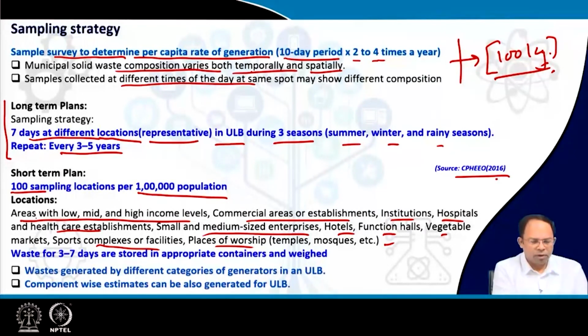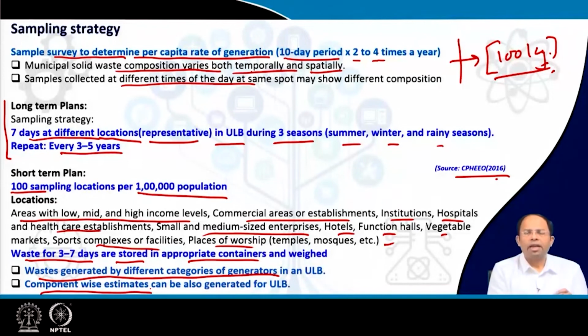So in this particular case, for short-term plans and 100 sampling locations, waste for 3 to 7 days is stored in appropriate containers and then it is weighed. So we will ask those people to store the waste, not throw it away, store it for 3 to 7 days, and then we will measure it and find the average. So that means waste generated by different categories of generators in an ULB has to be estimated separately. Similarly, we can also combine all this waste and determine the component-wise waste estimate. That is, in this urban area, what percentage of waste is organic, what percentage is plastic, that could also be determined. If I have an adequate sample size, then we can do a component-wise estimate for different categories of generators as well.